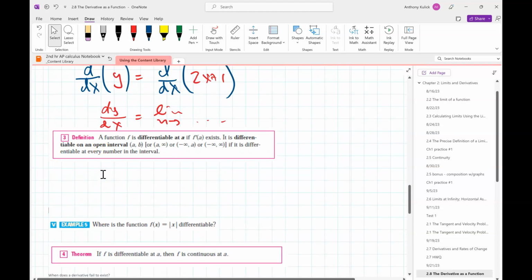A function f is differentiable at a if f prime exists. It is differentiable on an open interval (a, b), or even the unbounded intervals (a, positive infinity), (negative infinity, a), or (negative infinity, positive infinity), if it is differentiable at every number in the interval.